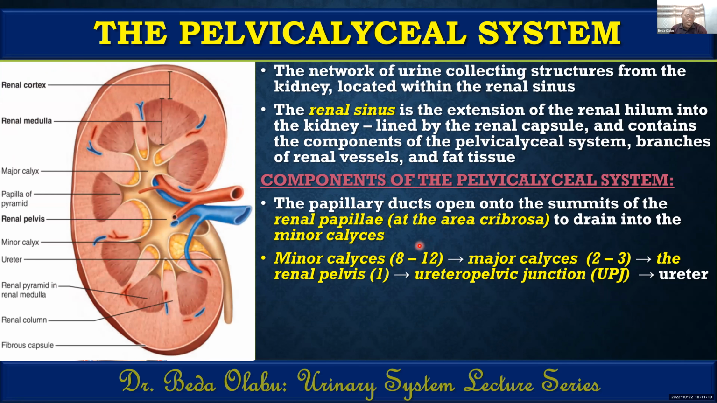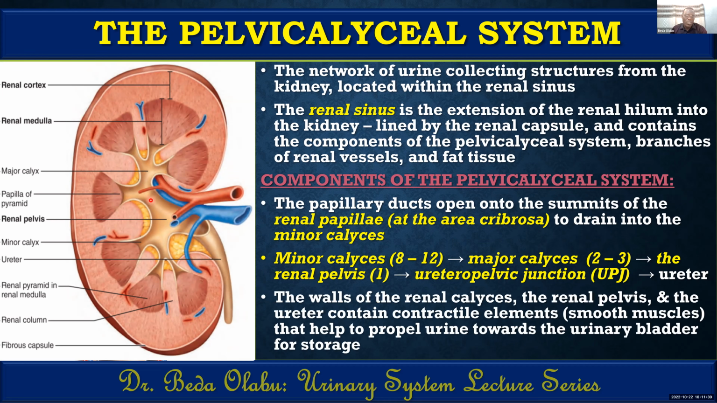So this image shows you the pyramid emptying to minor calyx, pyramid emptying to minor calyx. So we have a total of 8 to 12 pyramids. That means 8 to 12 renal lobes, 8 to 12 minor calyces. The minor calyces drain into major calyces, and major calyces empty into the renal pelvis.